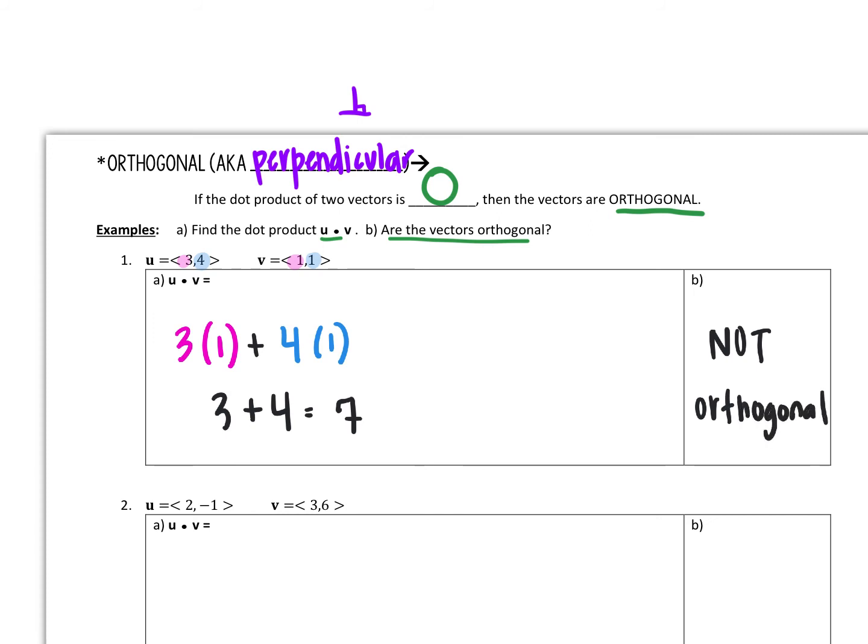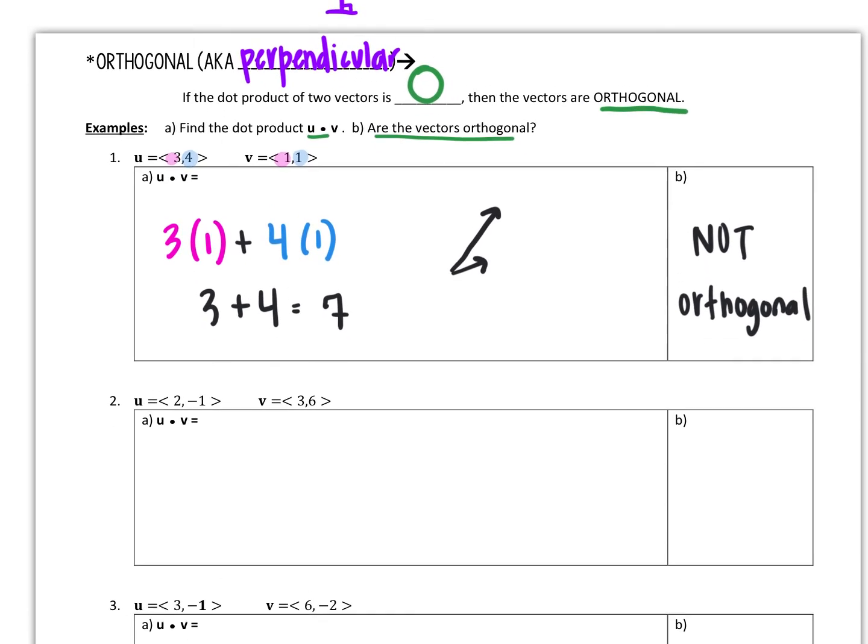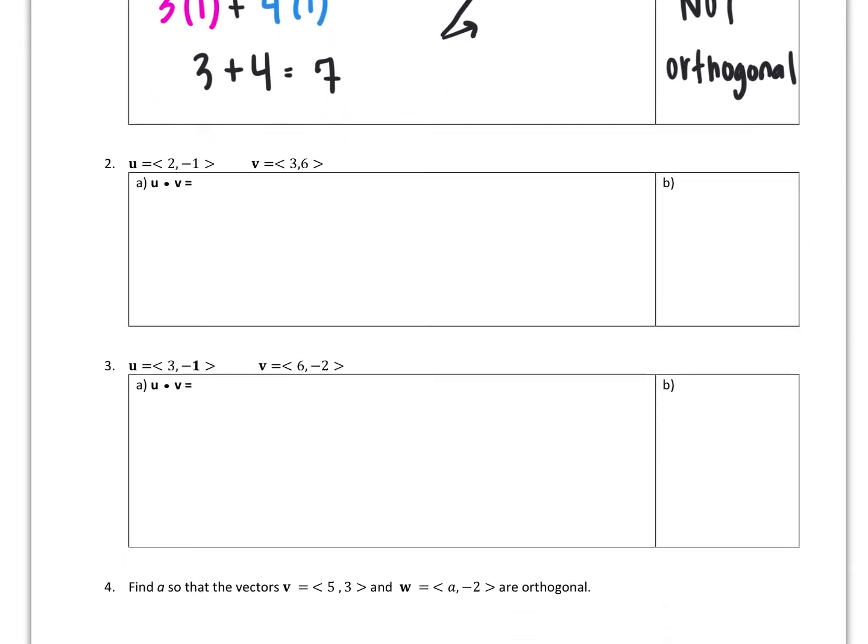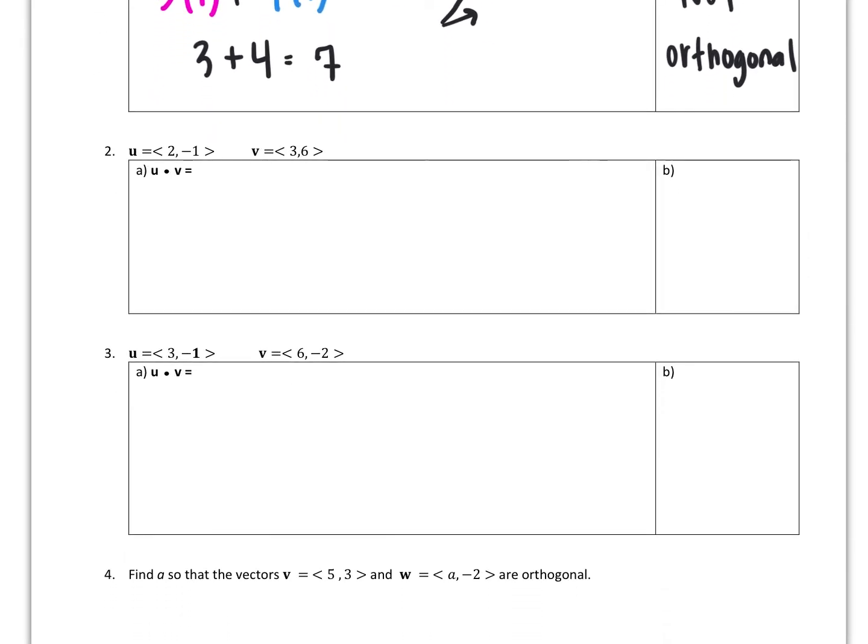I want you to also be able to visualize this. So imagine you have vector u here. Its component form is 3, 4. That means in general, from beginning to end, it's going right 3 and up 4. So it looks something like that. Vector v is going right 1, up 1. So it looks something like that. Those obviously are not intersecting in a 90-degree angle. So if you want to make sure that your answer makes sense, that should visually cue you in that they are not orthogonal. Let's do the same thing with number 2.